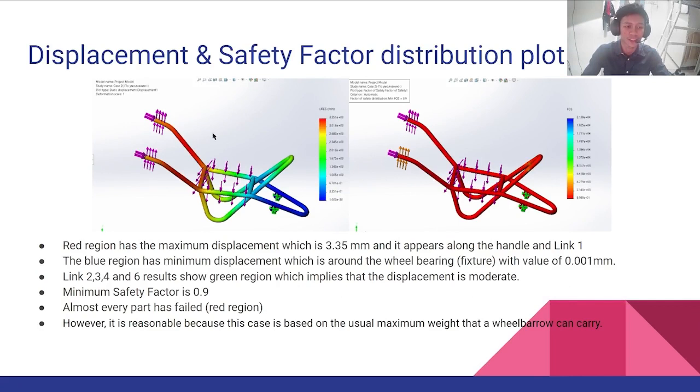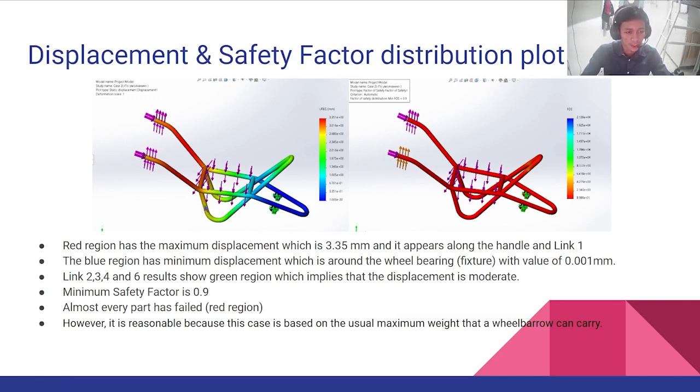The left figure is the displacement, and the right figure is the safety factor distribution. For the displacement distribution, the red region is the maximum displacement, which is 3.35 mm, and it appears along the handlebar and link 1. The blue region is the minimum displacement, which is around the fixture with the wheel bearing, with a value of 0.01 mm. The other links, which are 2, 3, 4 and 6, show a green region, which implies moderate displacement.